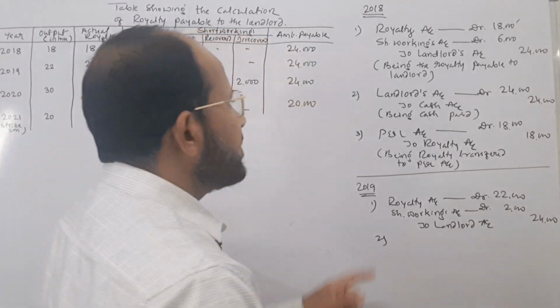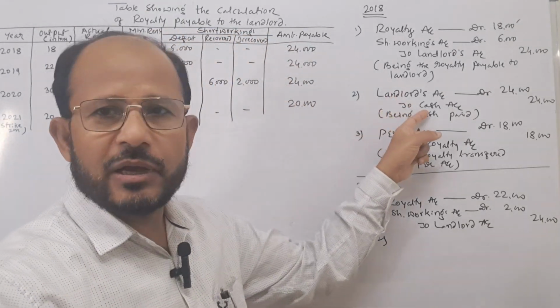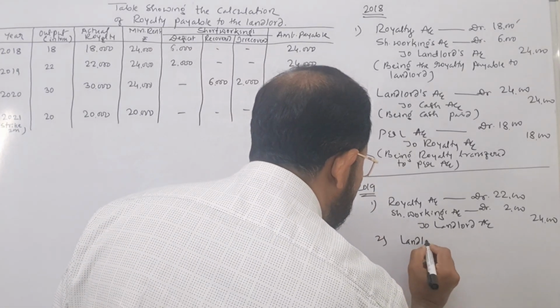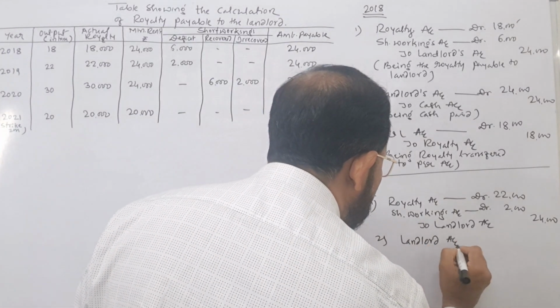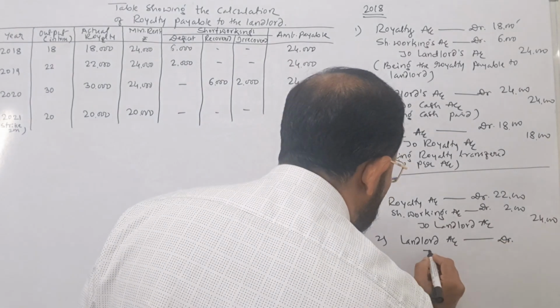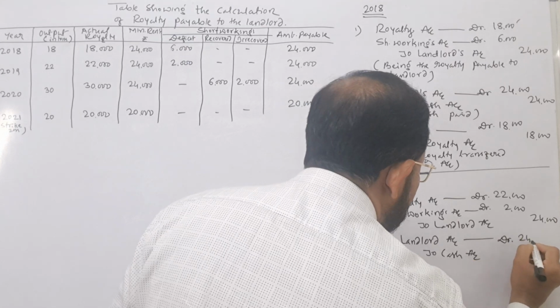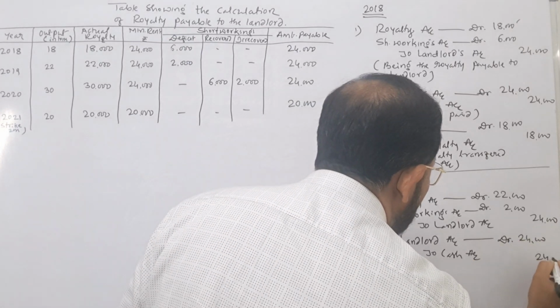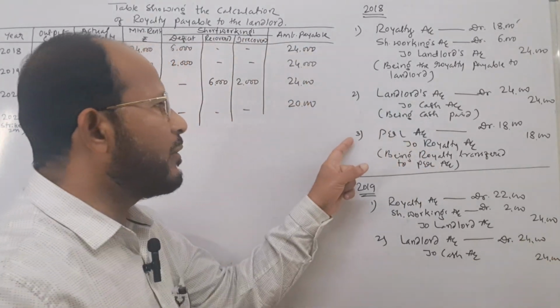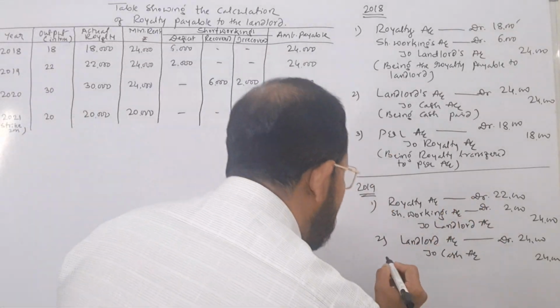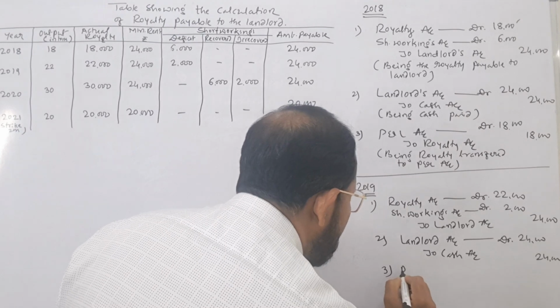Next entry: landlord's account to cash account. When the cash is paid to landlord, here landlord account is to be debited, to cash account. What is the amount? 24,000 and 24,000. And the third one is, again, we have to transfer the actual royalty to profit and loss account. What is the third journal entry?